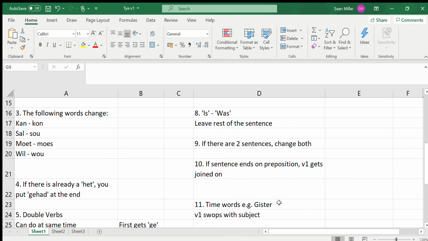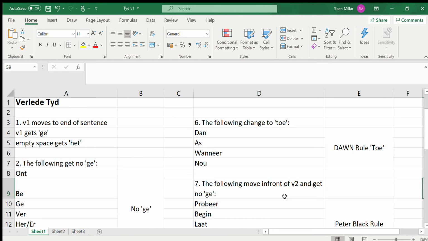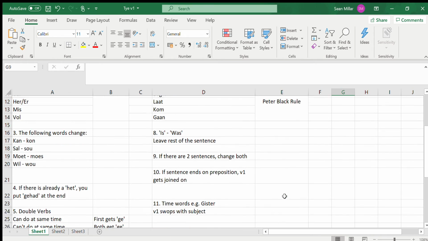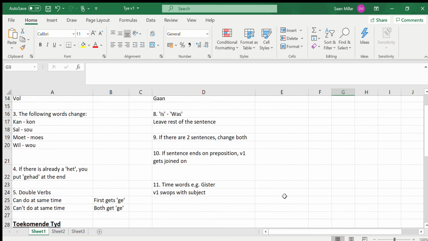Then obviously how they like to test these is they will test it with a time word saying gister, and obviously when you start with gister, then your verb 1 and your subject swap. So you don't say gister Pieter het, you say gister het Pieter. And yeah, that concludes the video for Verlede Tyd.